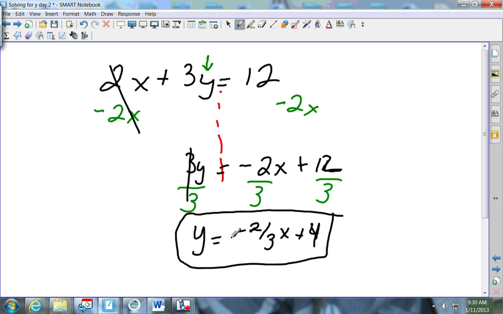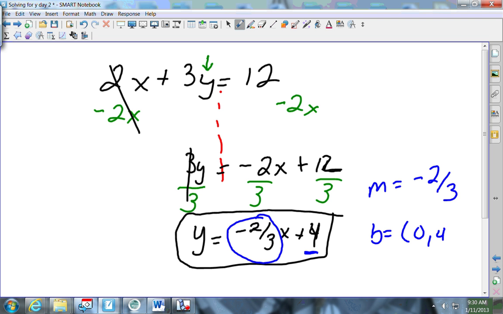Now, the next thing was that you needed to identify the slope and the y-intercept. Which number is the slope? Negative 2/3. It's not the x. The x is a variable. The slope is just the number, negative 2/3. The y-intercept is the number being added or subtracted. So you should have (0, 4) written down. That's what we're trying to identify.